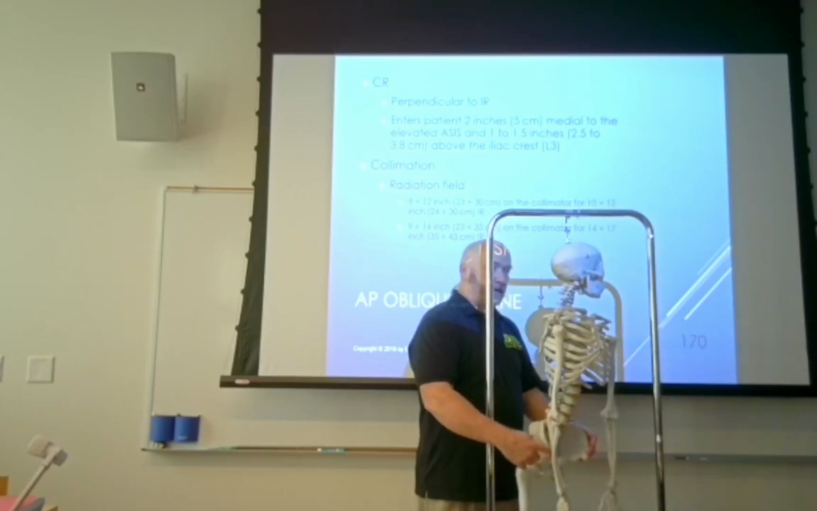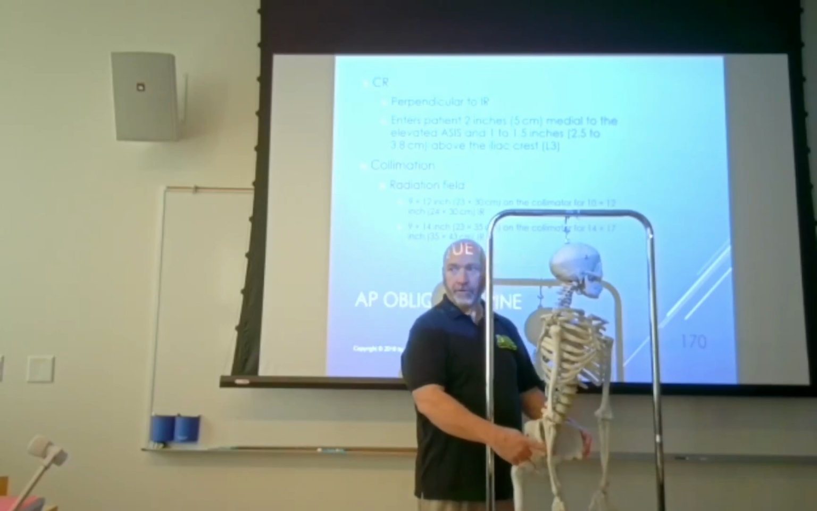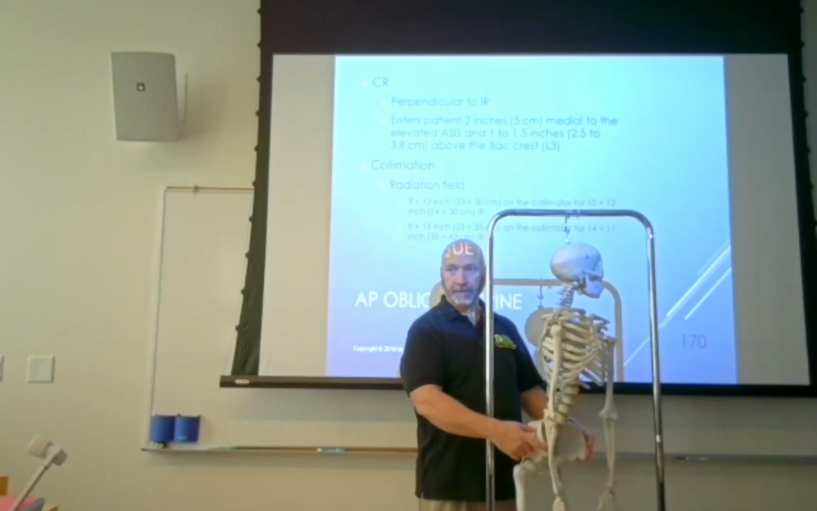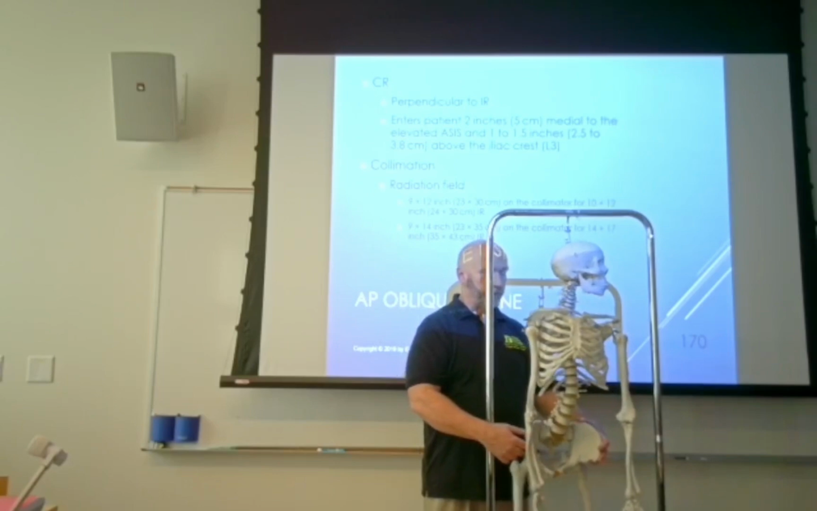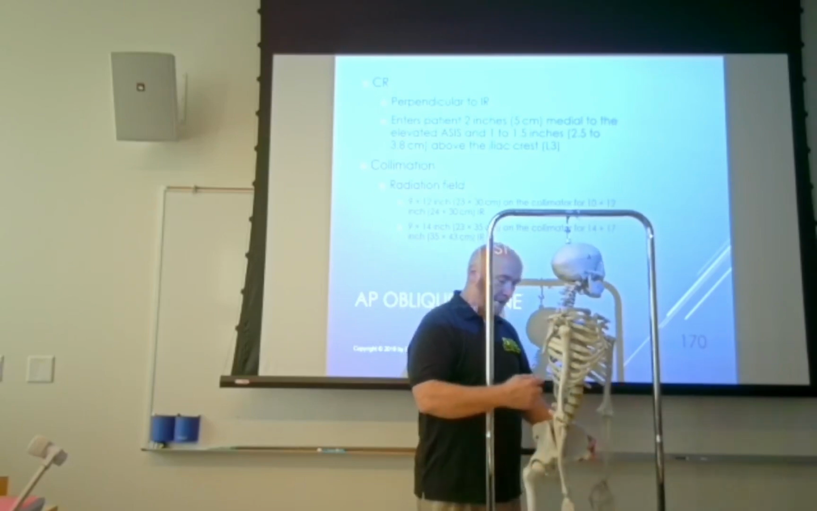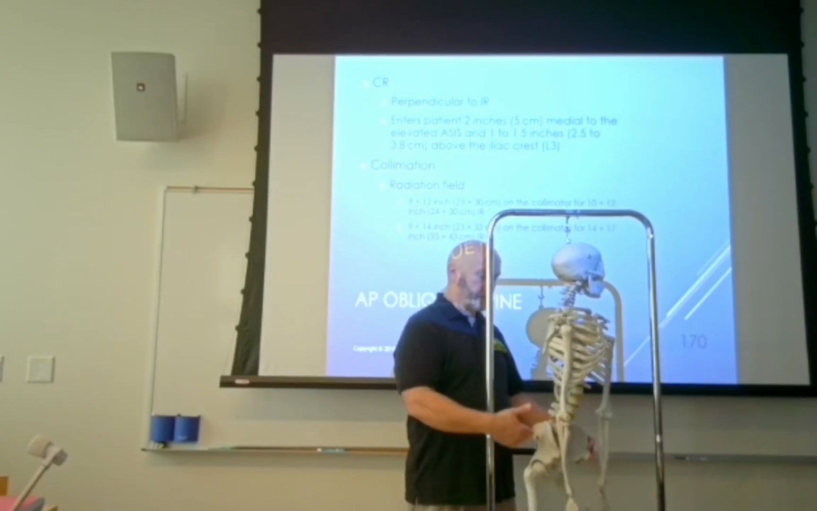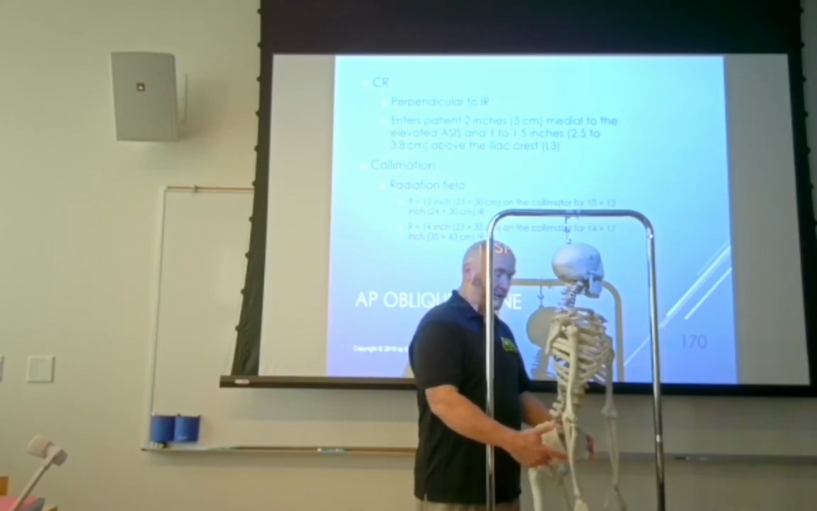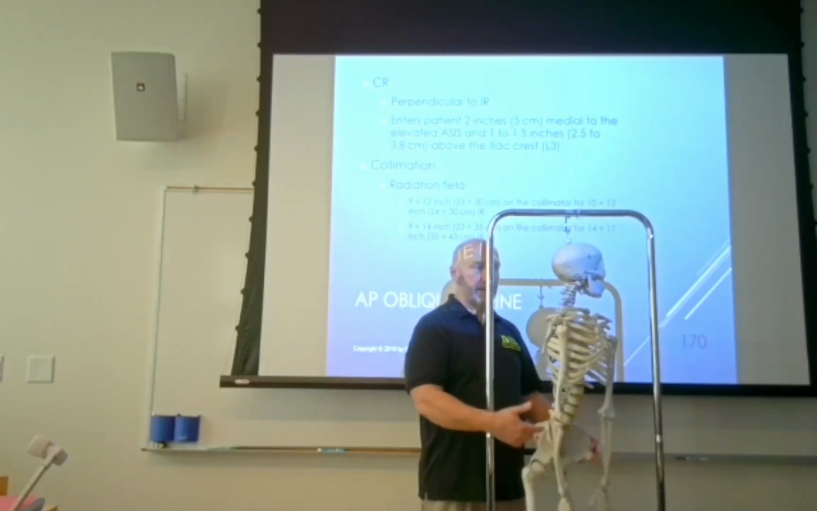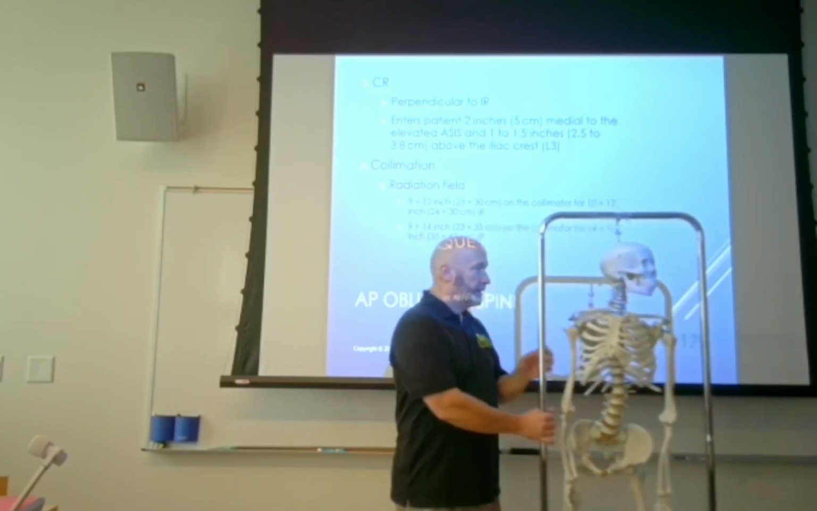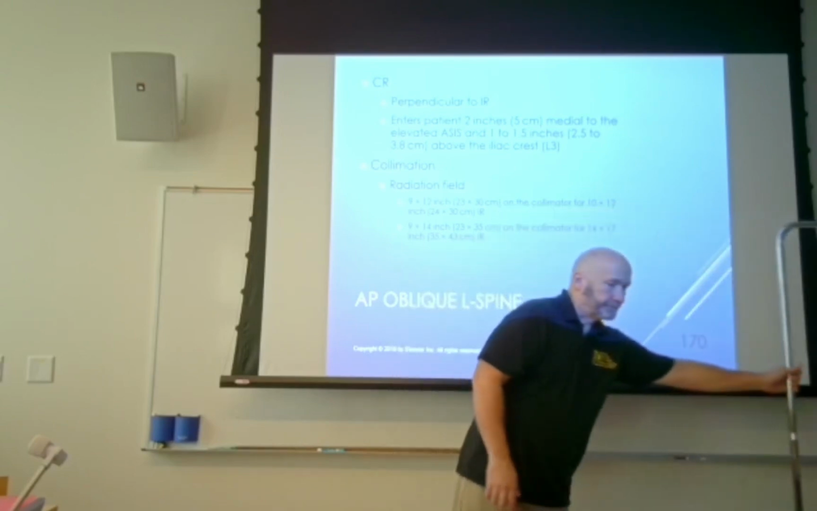So if you find the ASIS and go about 2 inches medial to that, you're going to find the middle of the L-spine. Okay? All right, so 45-degree oblique, either at the iliac crest or an inch and a half above, depending on if you want the lumbar spine or the lumbosacral spine. And then just anterior to the elevated side ASIS is going to be your central ray location.